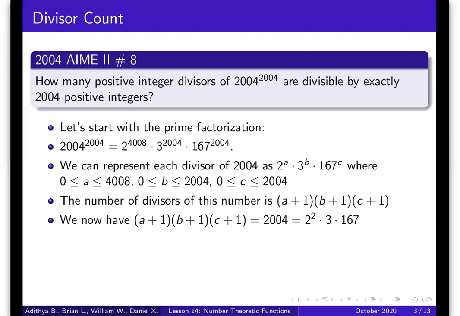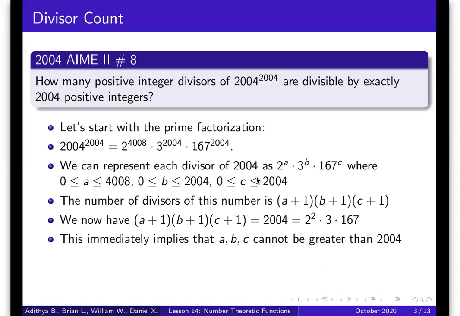But we also have these size restrictions on a, b, and c. They can't be too large, otherwise they won't be divisors. But we can actually ignore this because this automatically implies that a, b, and c can't be more than 2004. Each of the factors is at least 1, since a, b, and c are non-negative. But if any of a, b, and c is larger than 2004, then its factor is at least 2005. And so the inequality can't hold. (a plus 1) times (b plus 1) times (c plus 1) will automatically be larger than 2004.